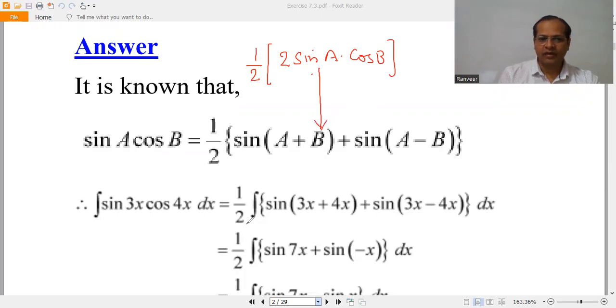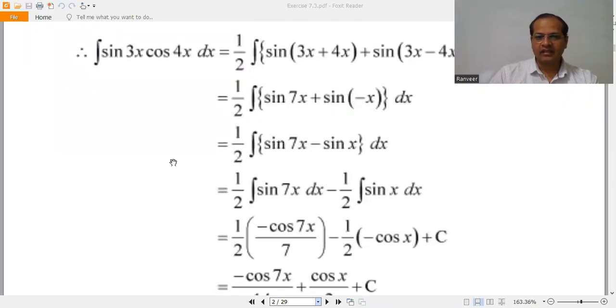So we can write 1 by 2 sine 3x plus 4x. Here a is 3x, b is 4x. So we write 3x plus 4x, and here 3x minus 4x. So this value is sine 7x, and this is sine minus x. So directly we can write sine 7x minus sine x, because sine of minus theta is minus sine theta. This is where it is applicable.